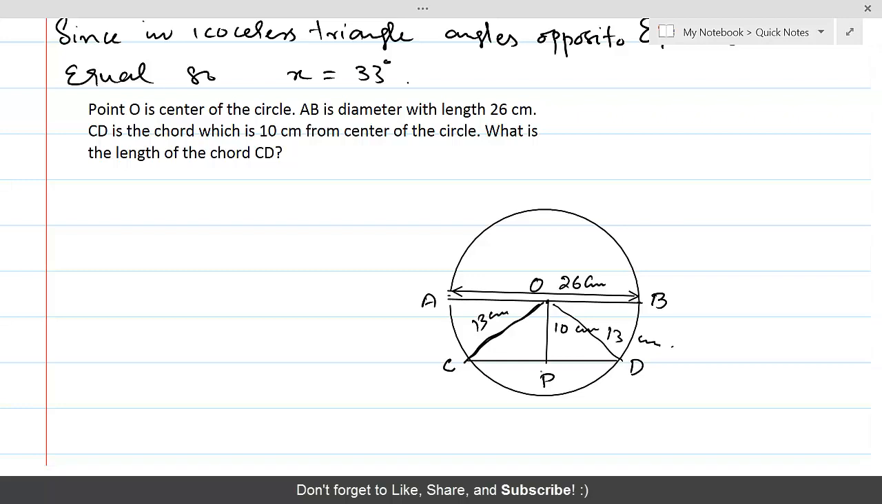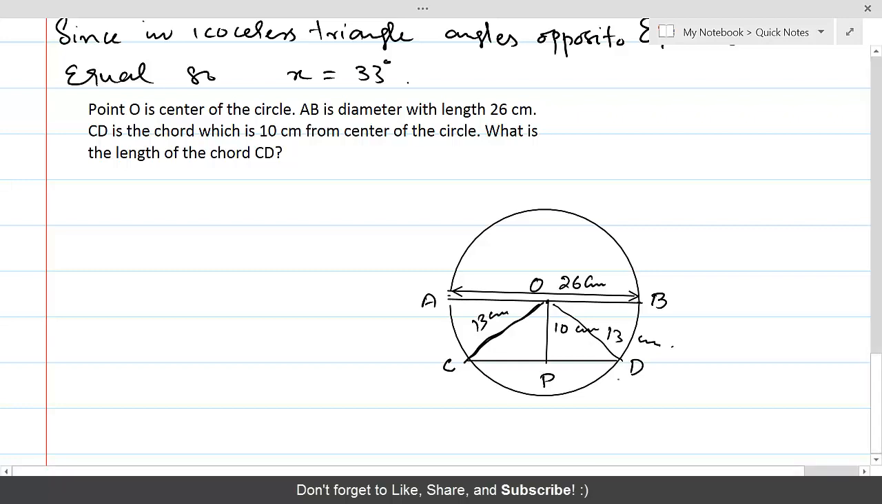So point O is the center of the circle. AB is the diameter with length 26 centimeter. CD is the chord, which is 10 centimeter from the center of the circle. So OP is 10 centimeter. What is the length of the chord CD? So we want to find out the length of the chord CD.